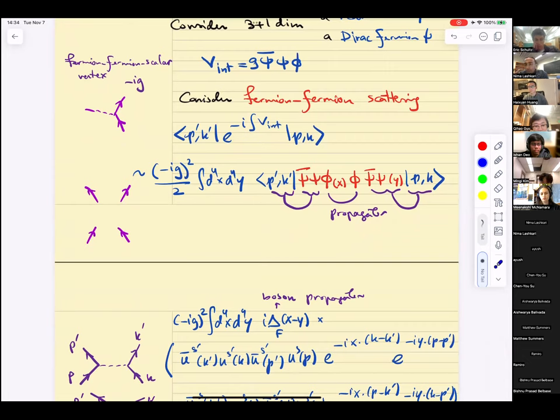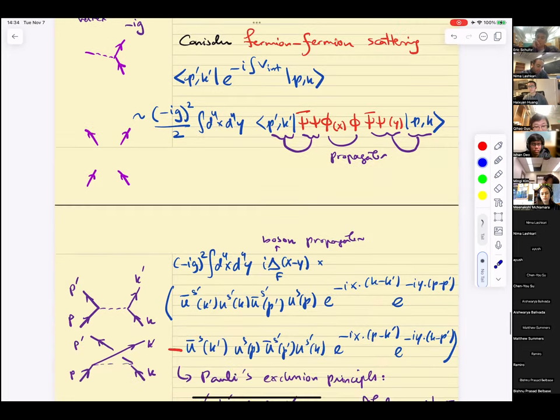There's only a pair of phis in there. They contract and give you the scalar free propagator. So here it is: there's minus i g² integral of dx dy, i Δ_F of x minus y, because of the contraction of these two guys, x and y, right? Is that good? Now you have a pair of psis here, two psis here, two psis here.